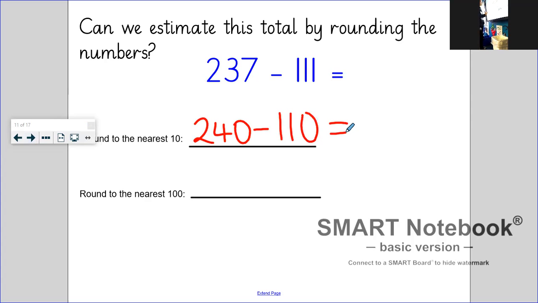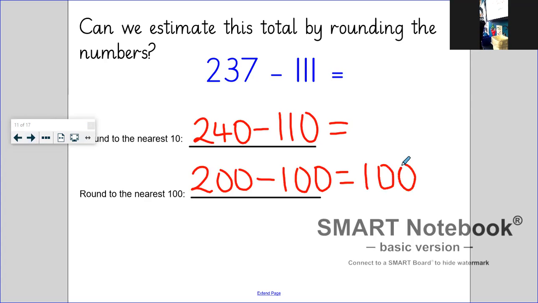Let's go to the nearest 100. We have rounded this one down to 200 and this one down to 100. So my answer is roughly around 100. My answer would be an estimate of 100. Okay.